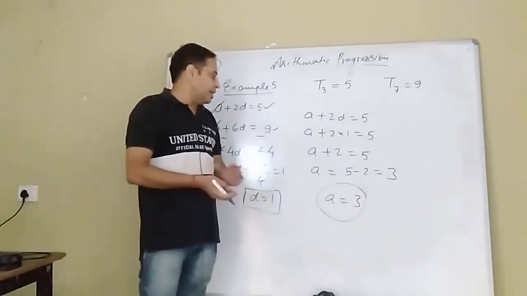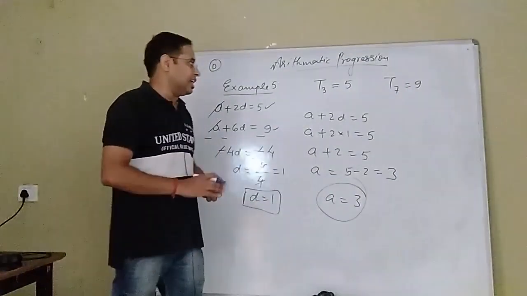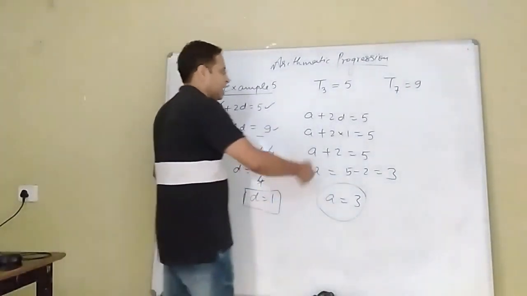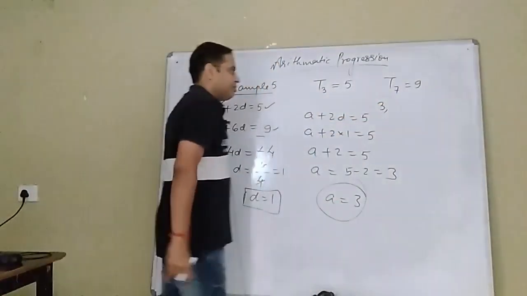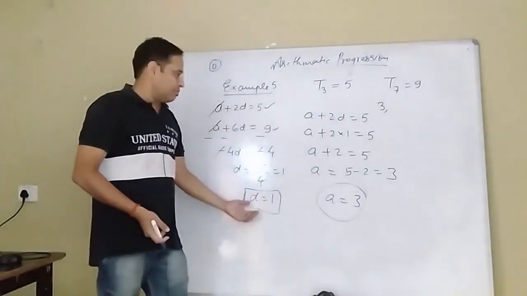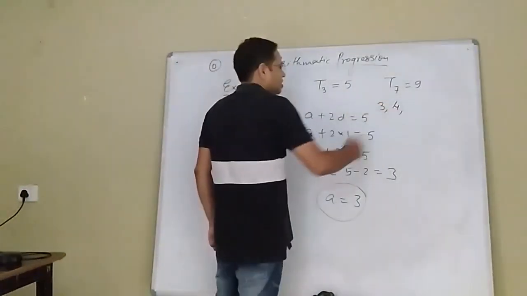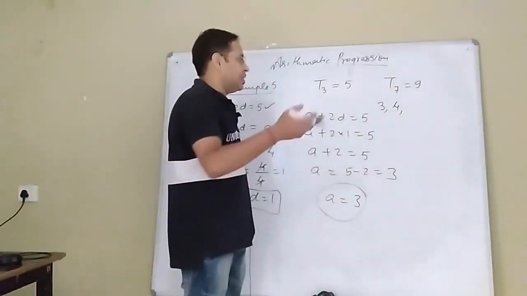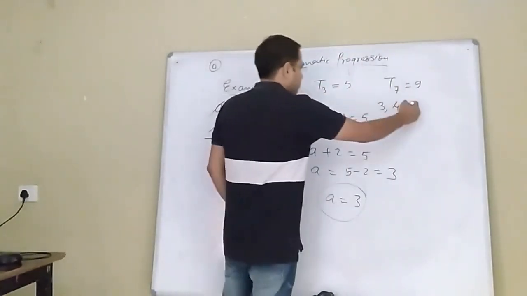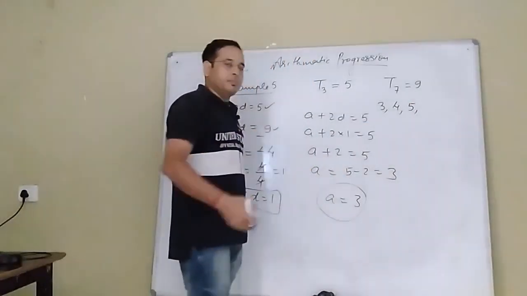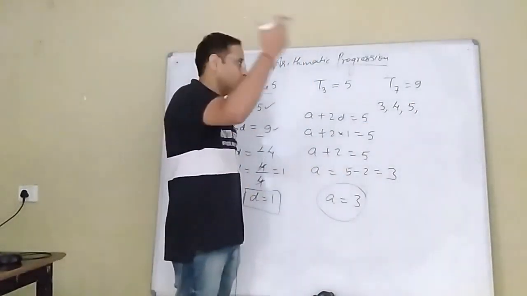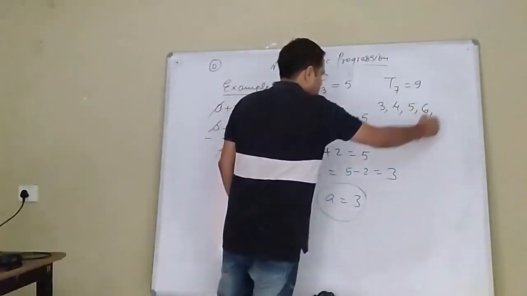Once the value of A and D is known to us, we can easily write the AP. है ना? तो AP कैसे लिखेंगे? पहला टर्म 3 है. ठीक है? पहले टर्म में I add the common difference. We'll get the second term 3 plus 1, 4. सेकेंड टर्म में कॉमन डिफरेंस ऐड करेंगे, we'll get the third term 4 plus 1, 5. थर्ड टर्म में कॉमन डिफरेंस ऐड करेंगे, we'll get the fourth term 5 plus 1, 6.